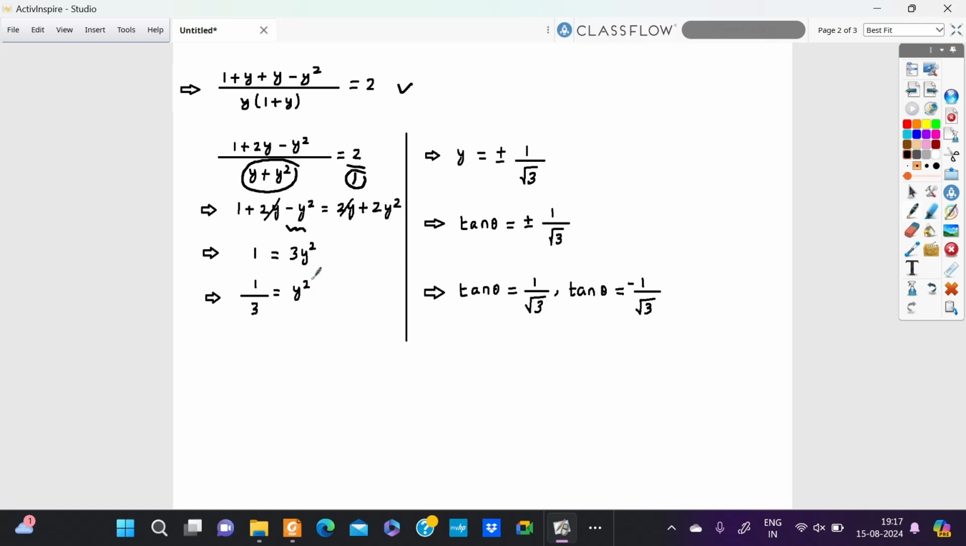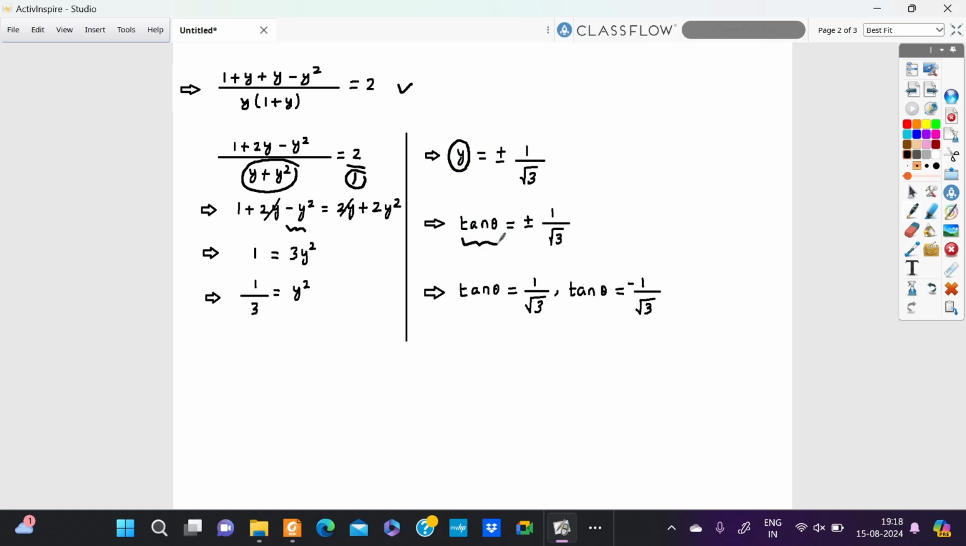So therefore, y square is equal to 1 over 3. And we know that to solve an equation from y squared to y, we just find the square root on both sides, and the right hand side will have two values, positive and negative. So we have y is equal to plus or minus 1 over square root of 3. So now I could just replace y back with tan theta.